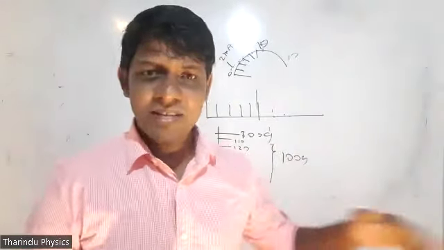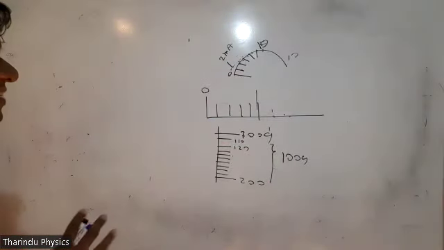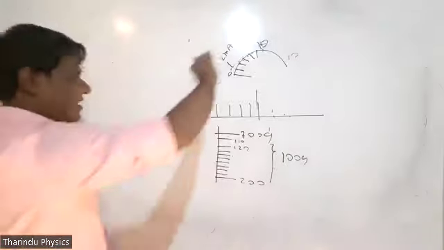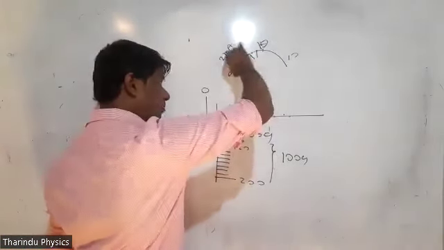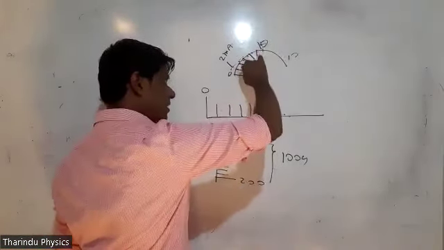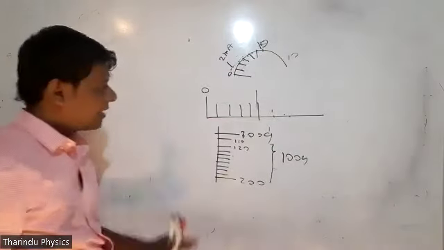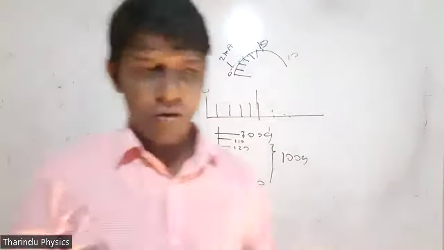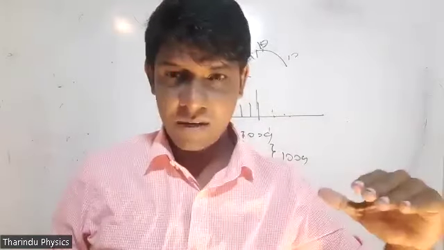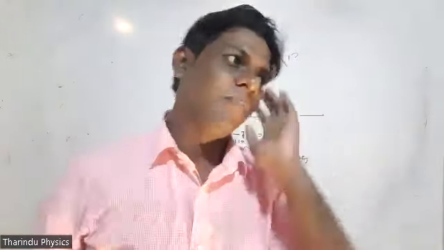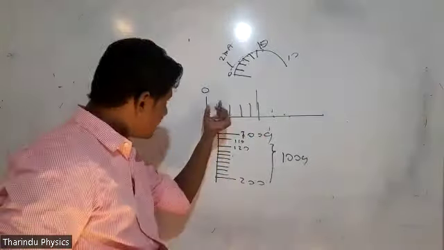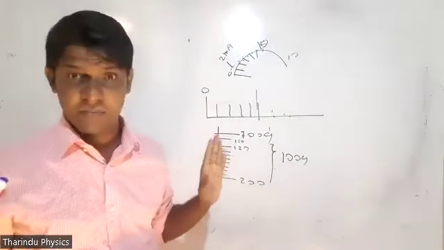This is a very basic thing. You just have to read how many divisions there are, only 5 divisions for 10, so one line is 2 milliampere. Like that, you have to read what the least count is. Least count means the smallest value between two lines. It's not a big deal.